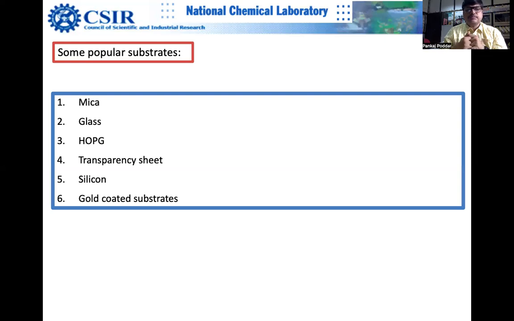And it has an inbuilt calibration, that's a bonus, because you can always look at the carbon there, and you can calibrate. Same with mica. If you do high resolution imaging, then you can calibrate your microscope using mica as well as HOPG. The disadvantage of HOPG is that it is strongly hydrophobic, being carbon.